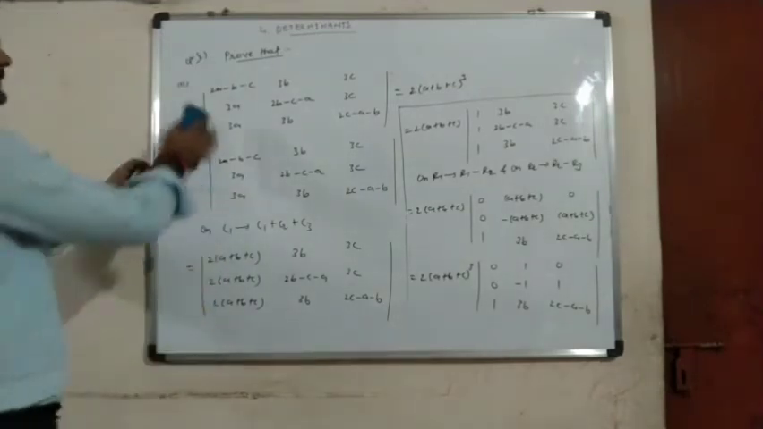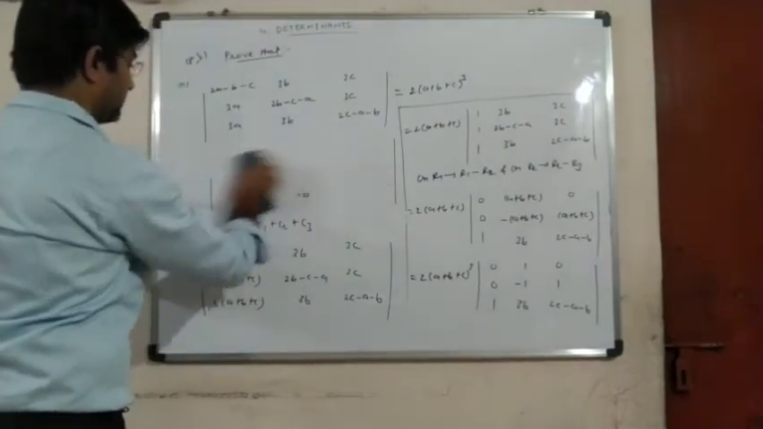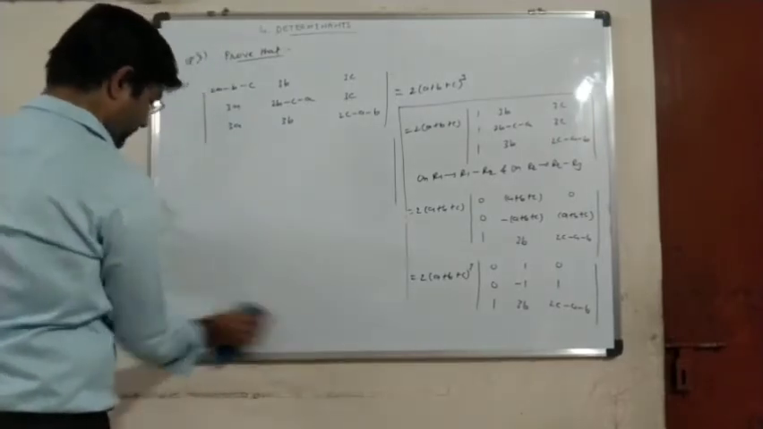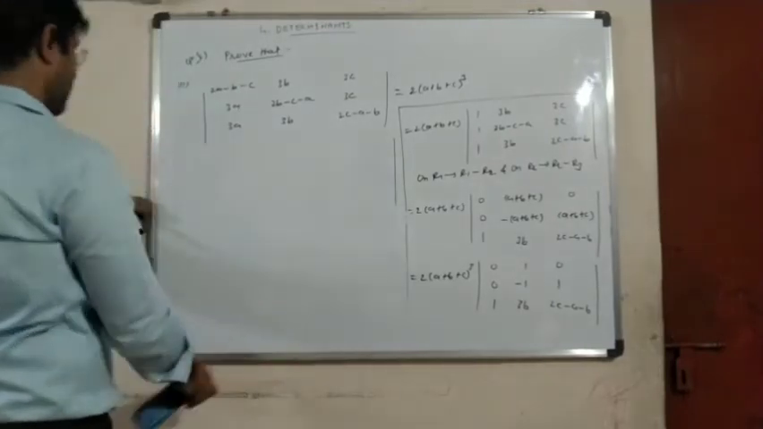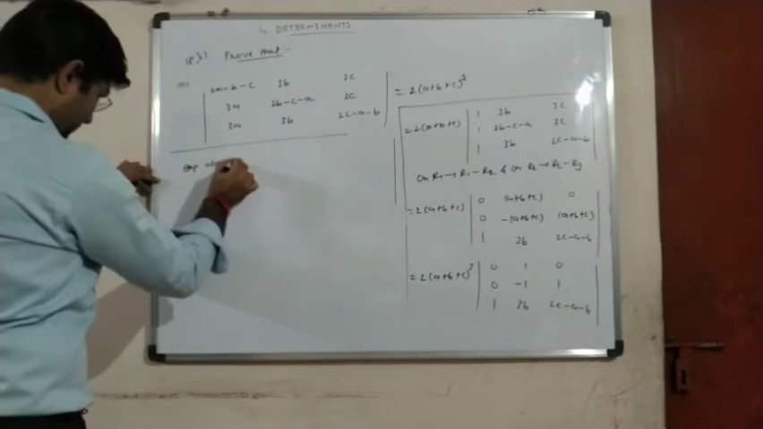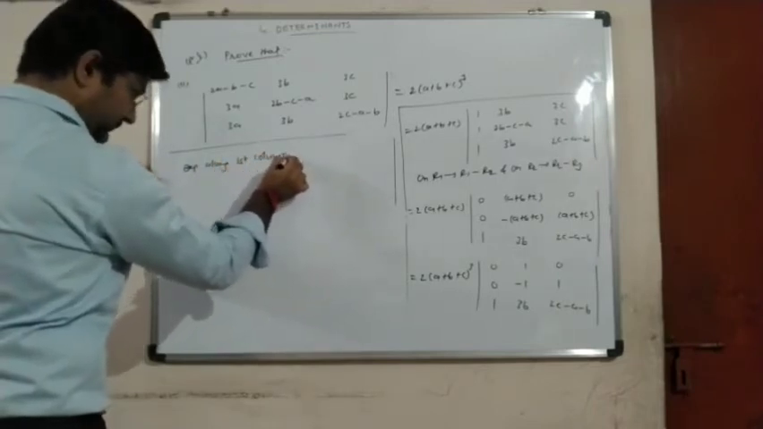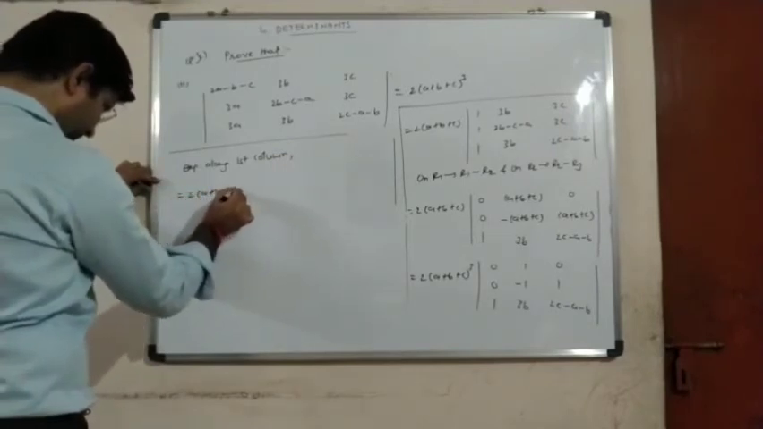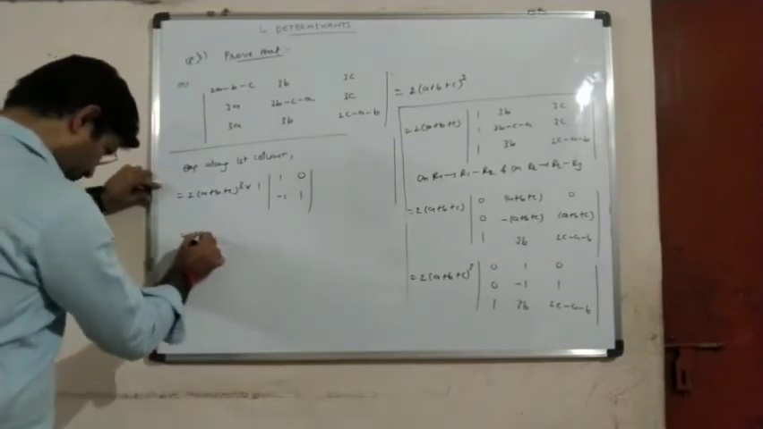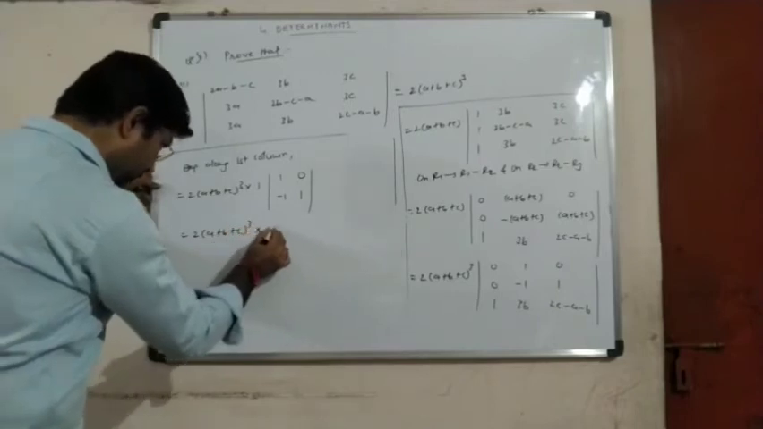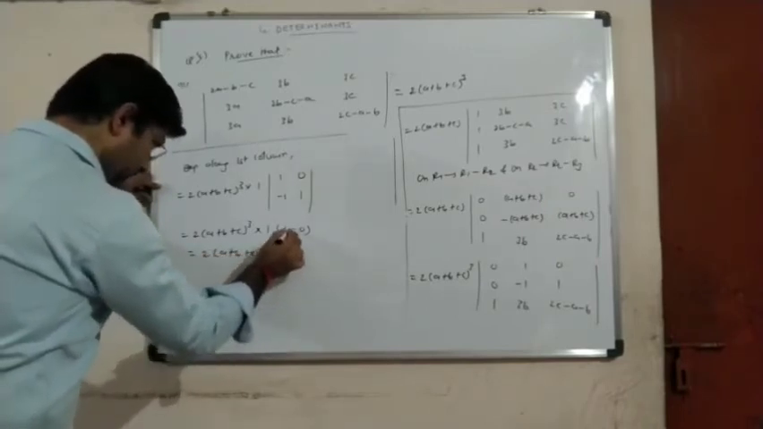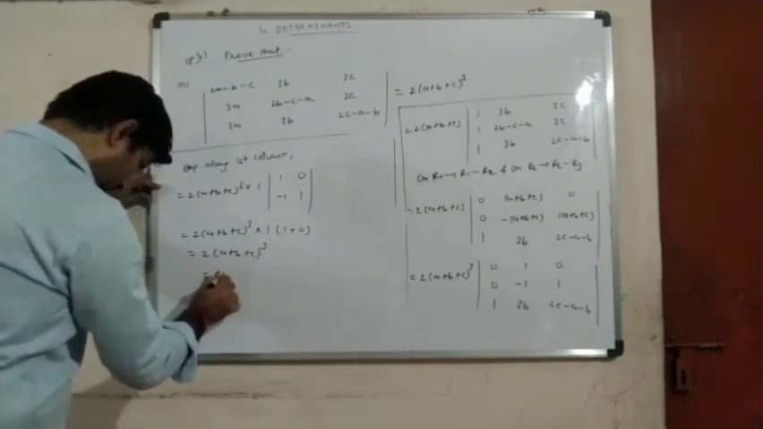So now let me expand. Okay, now expanding along the first column, we will get 2 into (a plus b plus c) the whole cube into 1 into (1, 0; minus 1, 1), which is equal to 2 into (a plus b plus c) the whole cube into 1 into 1 minus 0, which is equal to 2 into (a plus b plus c) the whole cube, which is equal to the required right hand side.